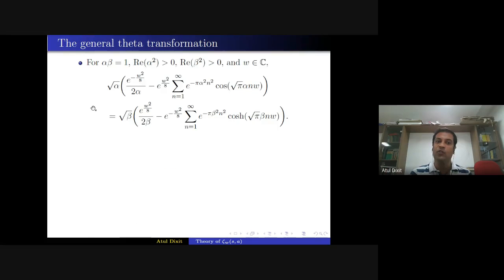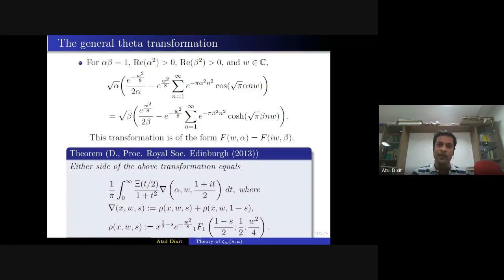Here is an equivalent version of Jacobi's imaginary transformation. So you can see how beautiful this formula is. Going from here to here, you are replacing not only alpha by beta, where alpha beta is equal to 1, but you are also replacing w by iw everywhere. And that's the reason why this cosine becomes cosine hyperbolic. So one can say that this transformation takes the form f of w comma alpha is f of iw comma beta, where alpha beta is 1. This formula was known since Jacobi's time. I mean, it was first formulated and proved by Jacobi.